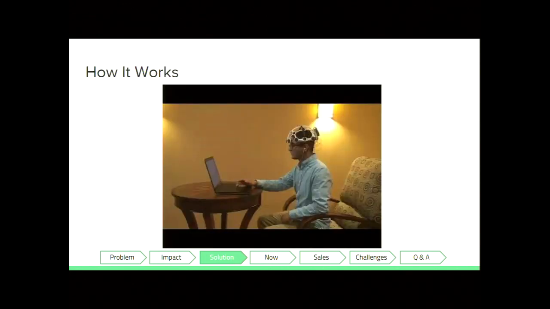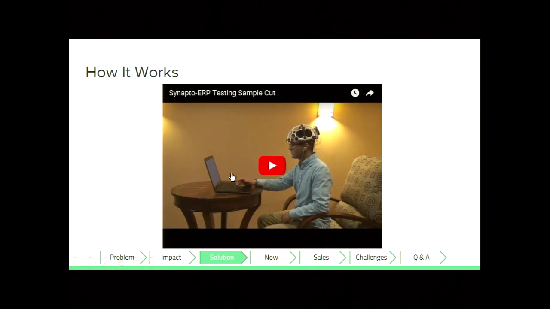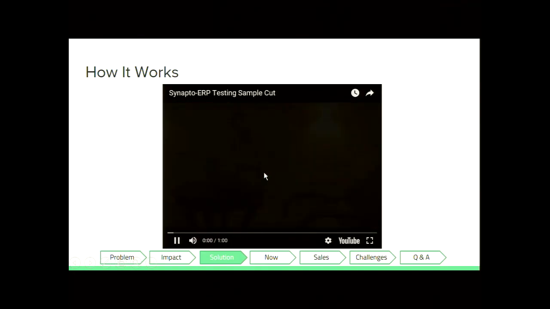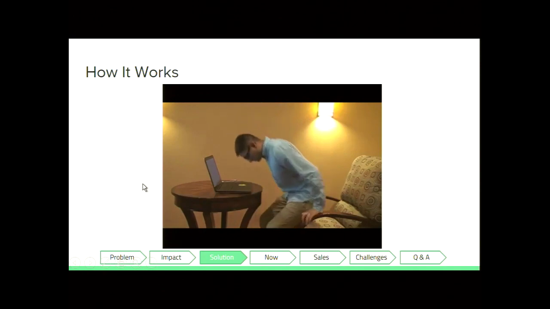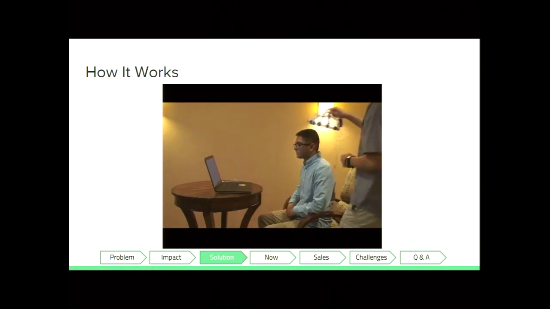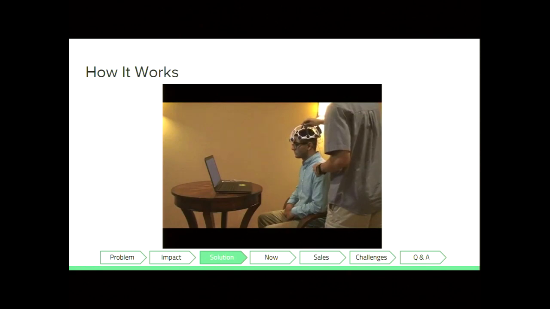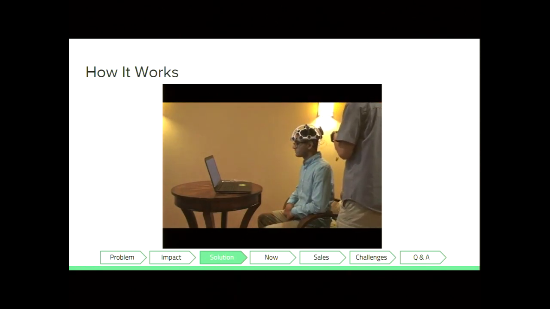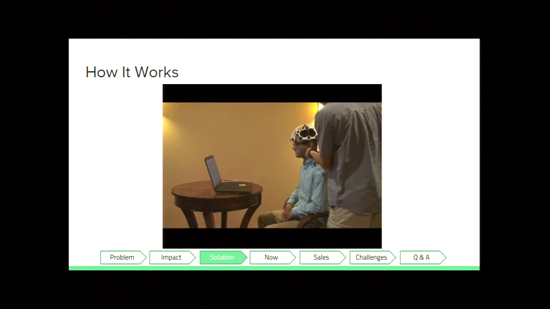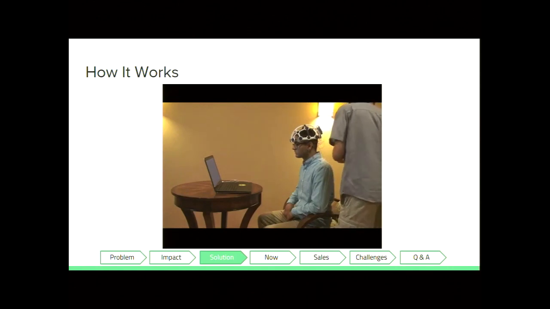And here we have a quick video of how we view our testing protocol to work, or how we view it to look. Here you'll see me putting on the headset. It's an open source OpenBCI headset. And you'll see Chris putting on two electrodes, one on both sides of my ear. One is for a reference or ground, and the other is for noise artifact removal. And I'm about to undergo what's called the oddball paradigm test.